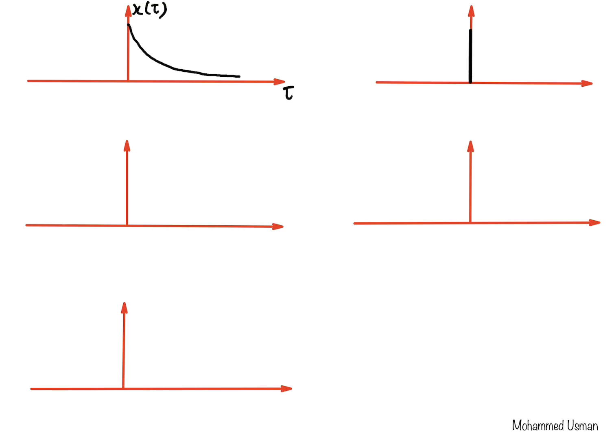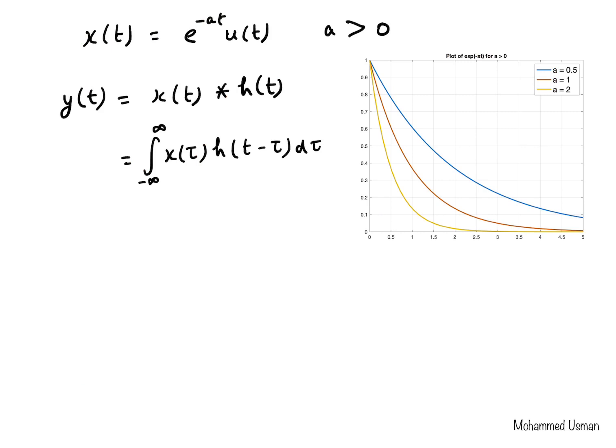So it is 1 for t greater than or equal to 0. So that's our h of t. So that's t, and that's h of t, which is equal to u of t. Okay, now as we see in the convolution integral, we want to find h of t minus tau.